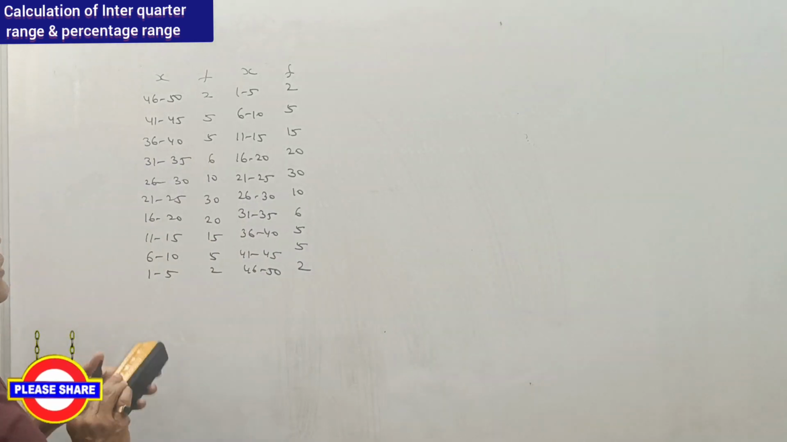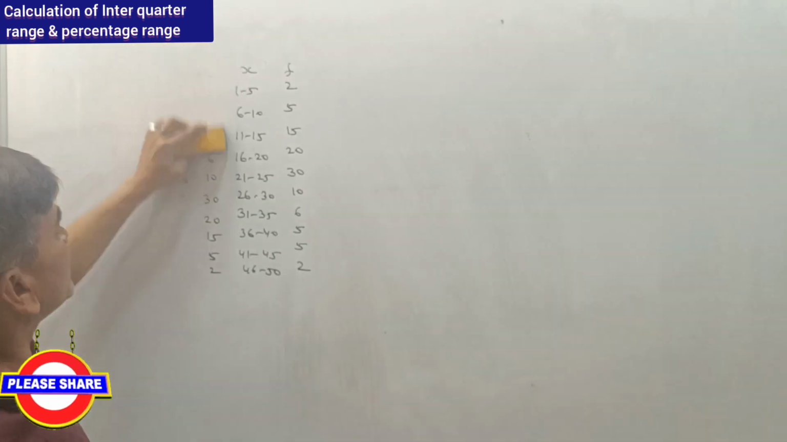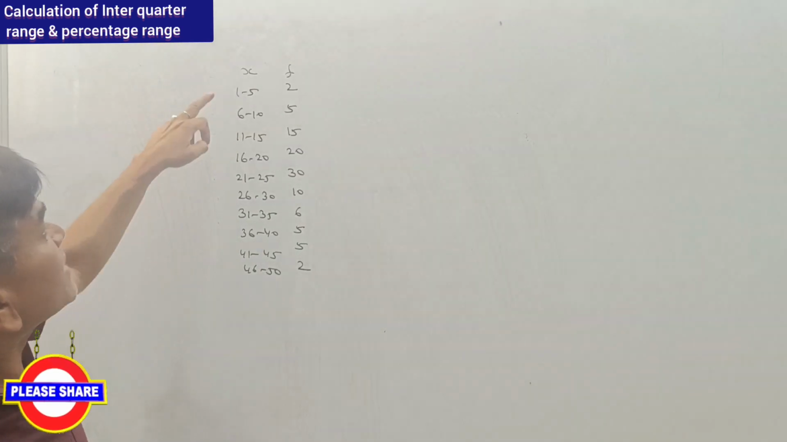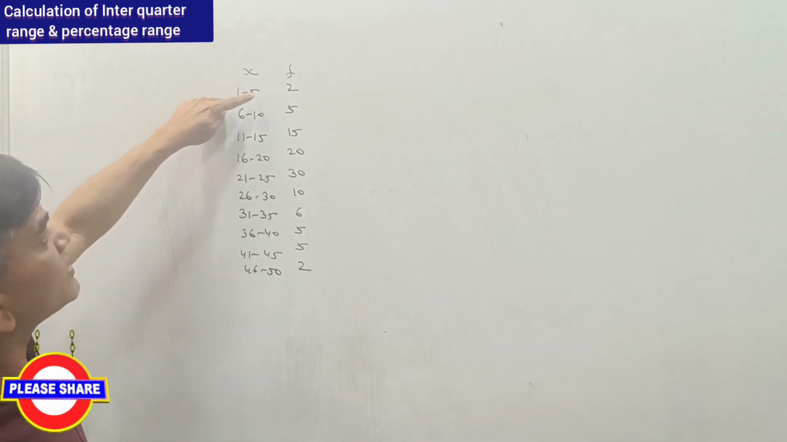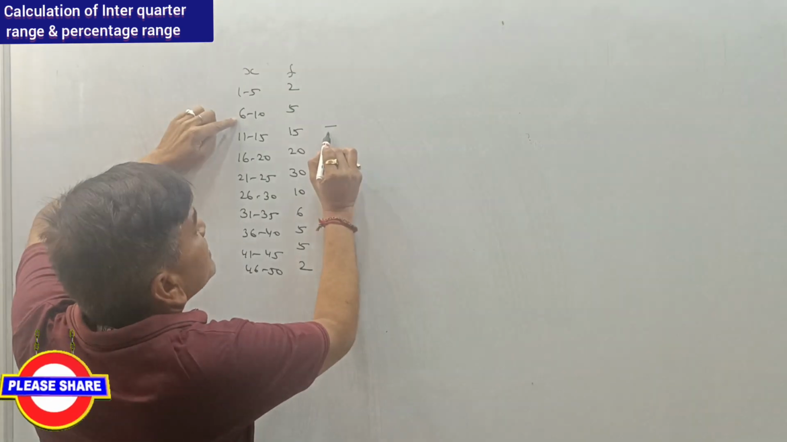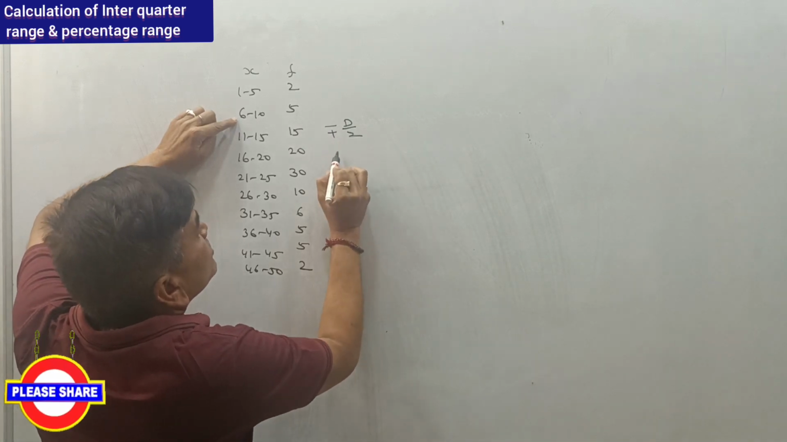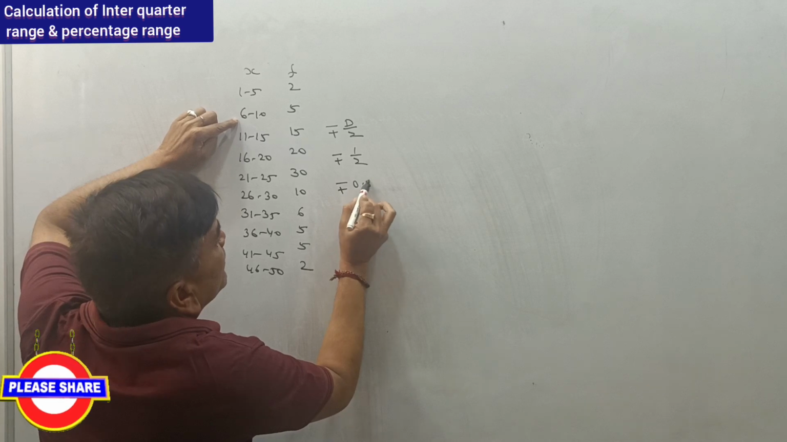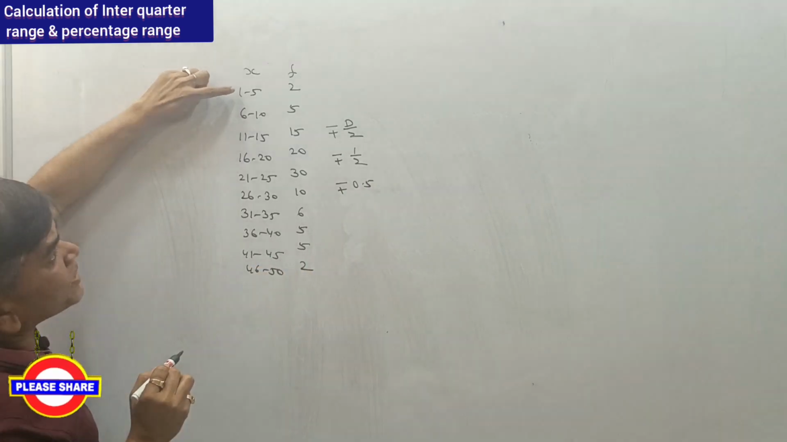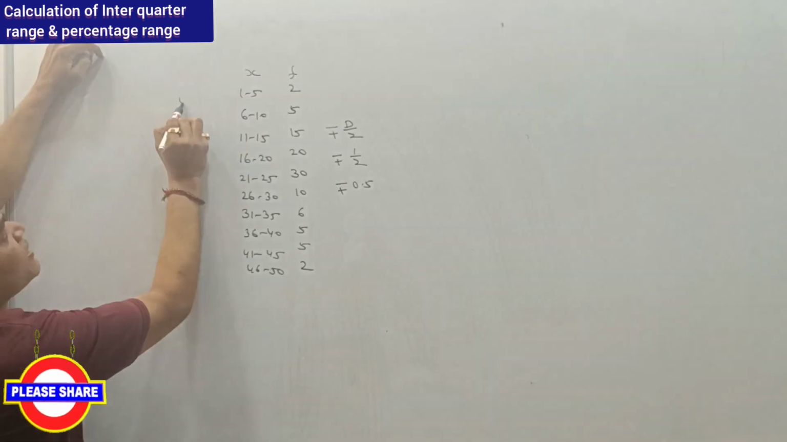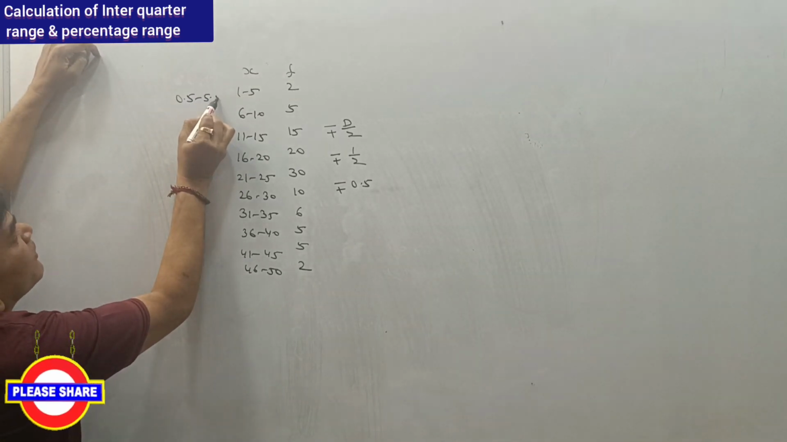Okay. So first I am changing the class interval to exclusive form. For changing the class interval to exclusive form, the difference is 1, so we have to subtract and add difference by 2. The difference is 1 by 2, so we have to subtract and add 0.5. We subtract 0.5 from the lower limit and add 0.5 to the upper limit. So here, 0.5 to 5.5.